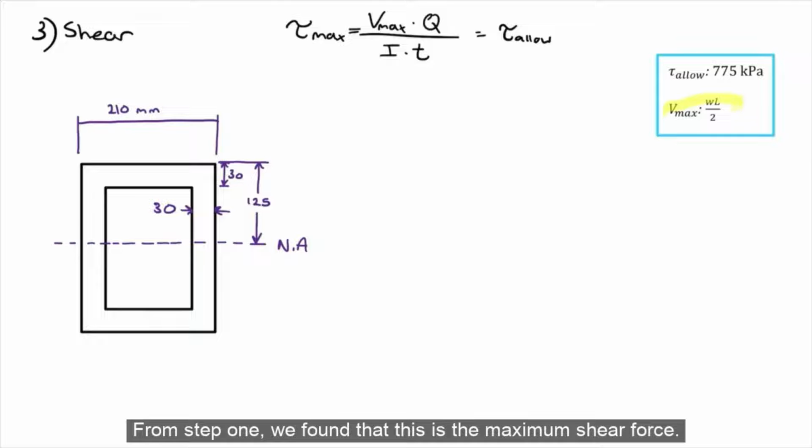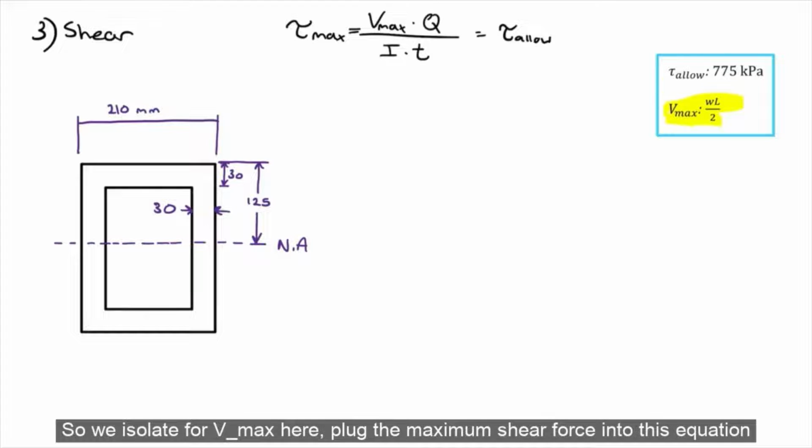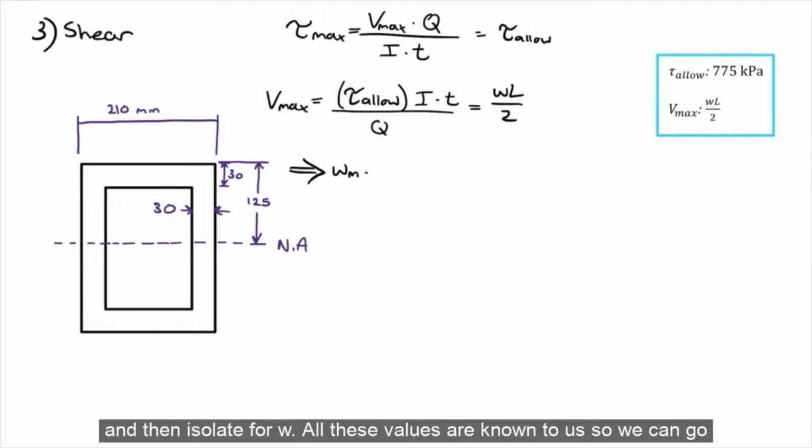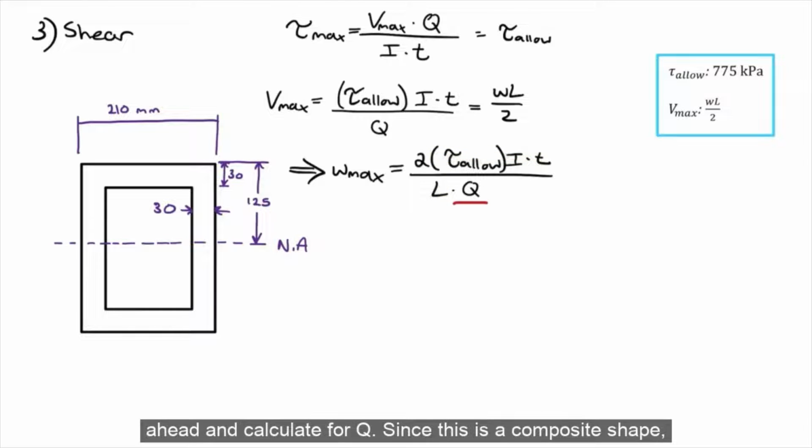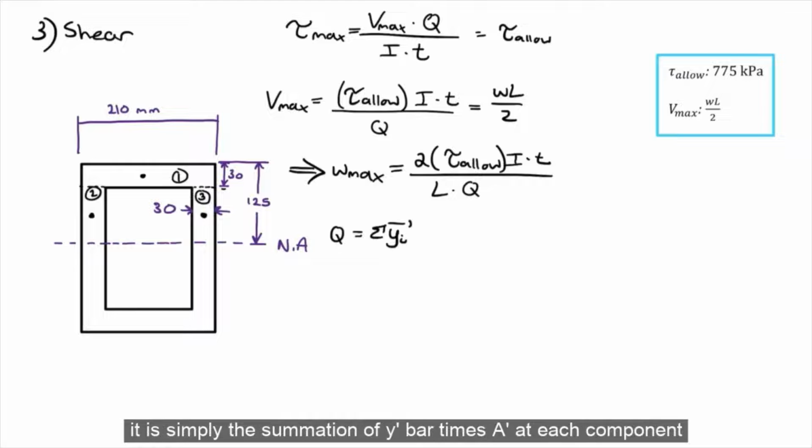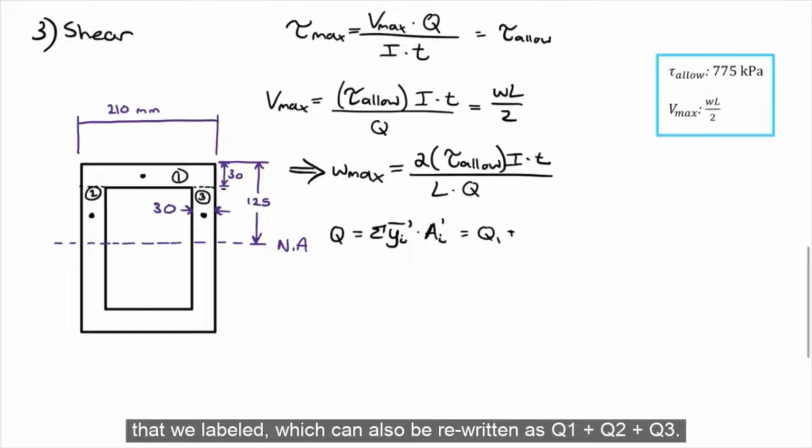From step 1, we found that this is the maximum shear force, so we isolate for Vmax here, plug the maximum shear force into this equation, and then isolate for W. All these values are known to us, so we can go ahead and calculate Q. Since this is a composite shape, let's break up the shape into 3 components. Then to find Q, it is simply the summation of y prime bar times A prime at each component that we labeled, which can also be rewritten as Q1 plus Q2 plus Q3.